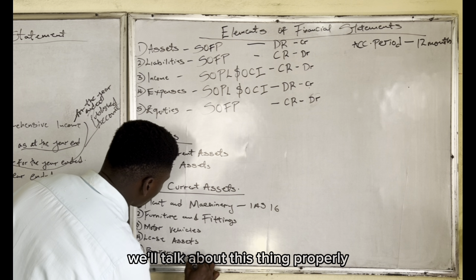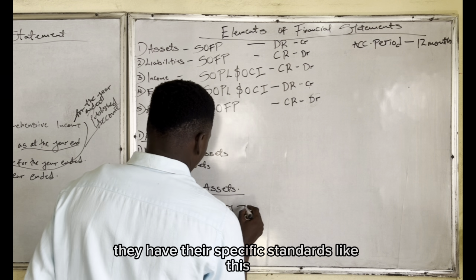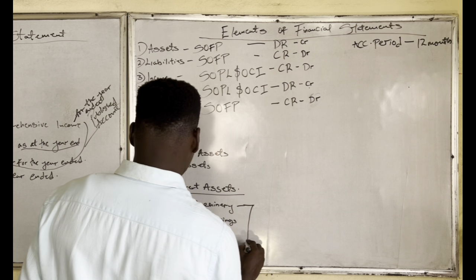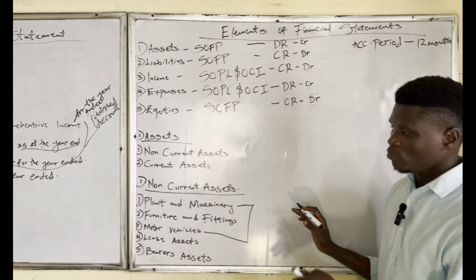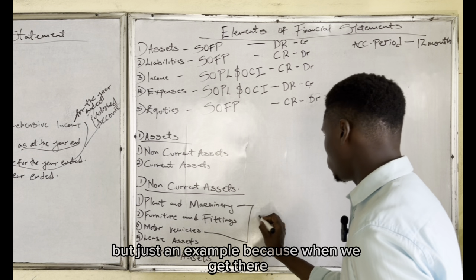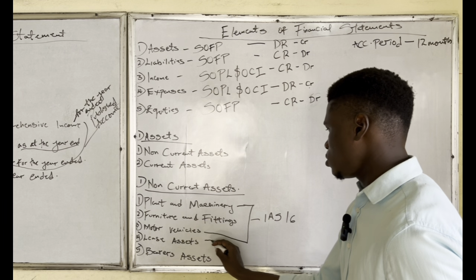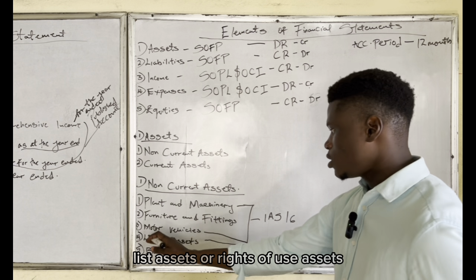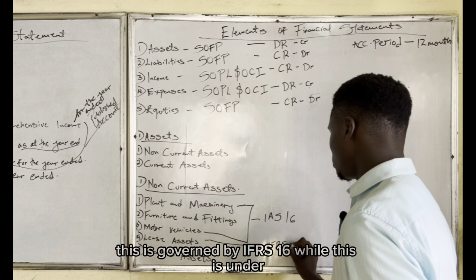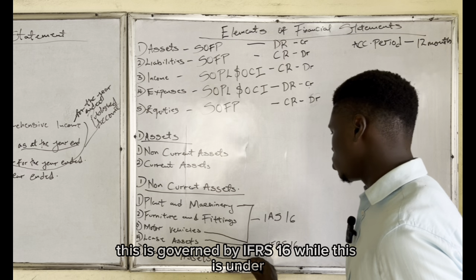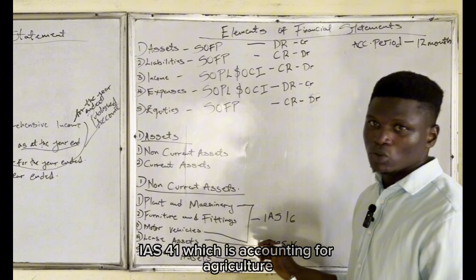We'll talk about these properly when we get to their standards, since each of them has its specific standard. IAS 16 is not limited to these three, but they are just examples, because when we get there, we'll show them properly. Leased assets, or right-of-use assets, are governed by IFRS 16, while bearer plants are under IAS 41, which is accounting for agriculture.